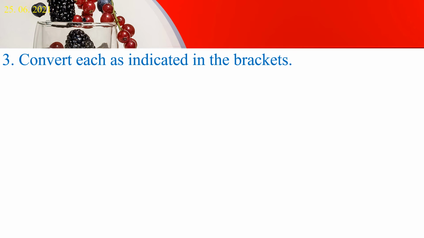Third Roman: convert each as indicated in the brackets. Third sum, 12 kg 16 g. In the bracket, there is g. We have to convert it into gram. Let us move on to the solution.